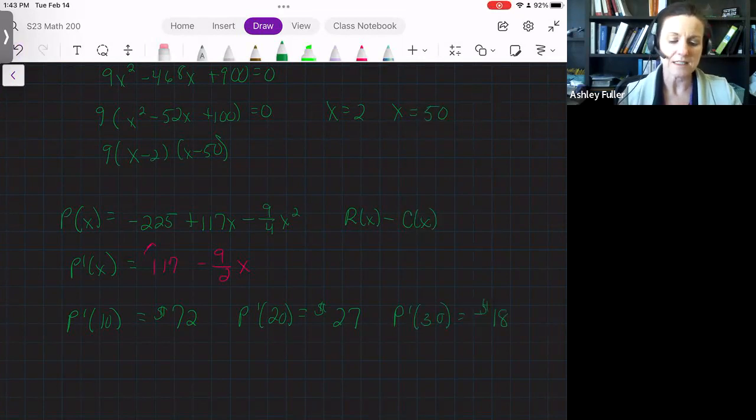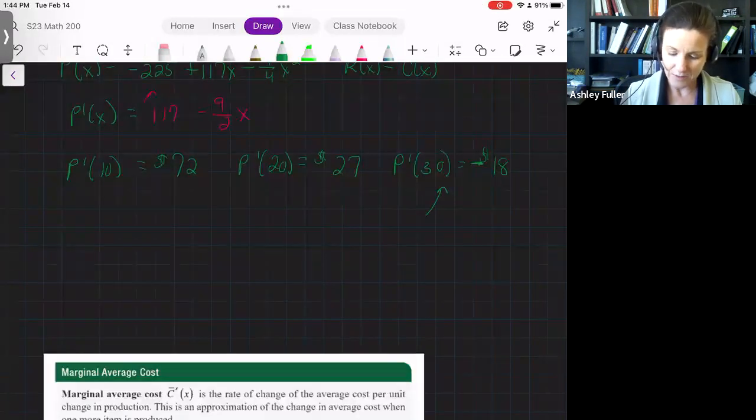Now, what that means, P prime is actually getting smaller as x gets larger. And that marginal analysis then tells us that the growth rate of the profit is actually decreasing here. And notice here, when it's 30, it's decreasing at a rate of $18 per table. Doesn't mean we're losing money, but rather it means that as production increases, the profit per table is less. And this is due to something where the costs are increasing faster than the revenue.